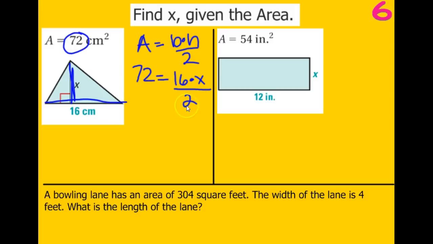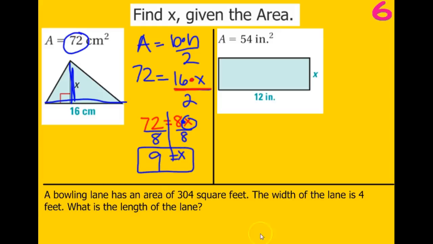So this is one thing that we did not learn before. If we just have multiplication and division, we can actually simplify this 16 divided by 2, which is really just 8. So this is really 72 equals 8x. So now, if we want to get x all by itself, this is multiply, the opposite would be divide by 8. So 72 divided by 8 would give us 9. Even better would be if you put cm for centimeters on there. So the height right here is 9 centimeters.